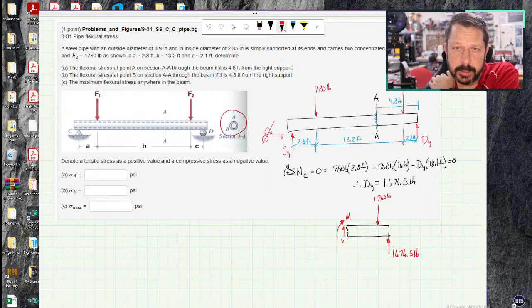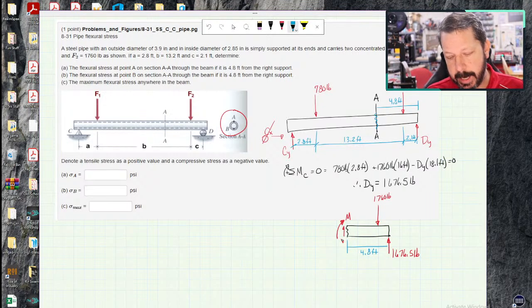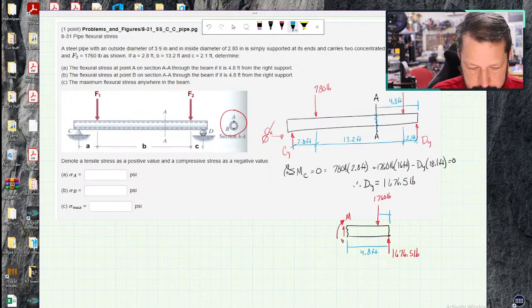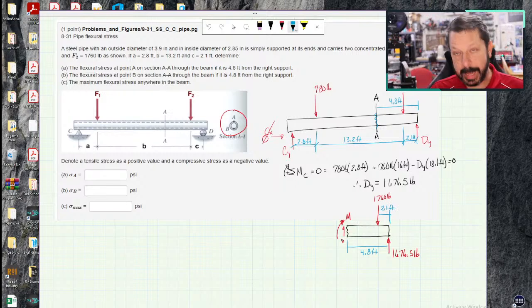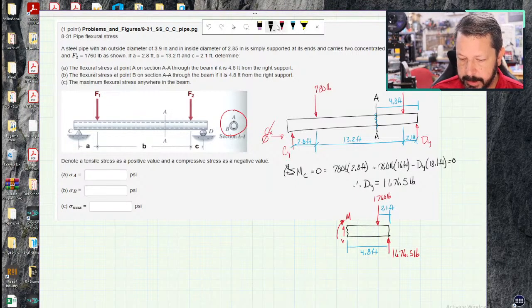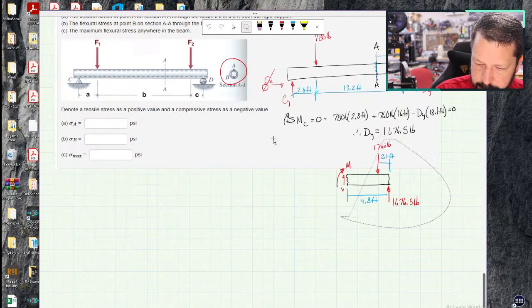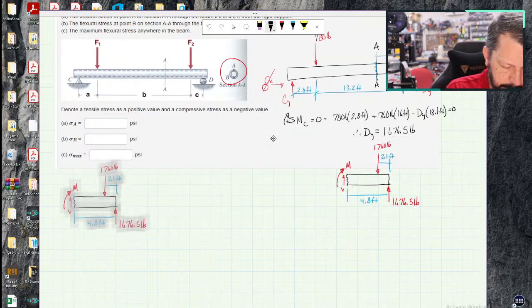Since I'm wanting to do flexural stress, I need that internal bending moment. Oh, and I also have some dimensions. I have this dimension at 4.8 feet, which is where they told me to cut section AA, and they also told me this was 2.1 feet. Now we can work on that. So to find the moment at A, we would do, I don't want to move this over, kind of feels weird over there.